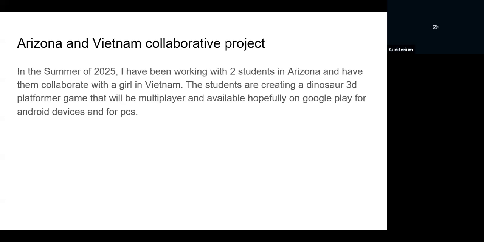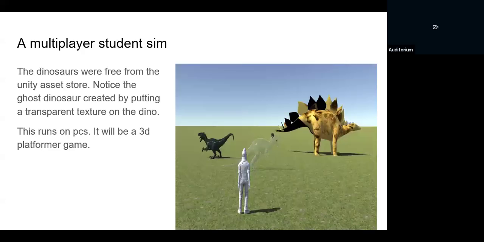I had a student in Arizona work with a student in Vietnam, a sort of collaborative project. The students wanted to get together and create an app for Android phones with, nonetheless, dinosaurs. And here's what it looked like. This was sort of clever.